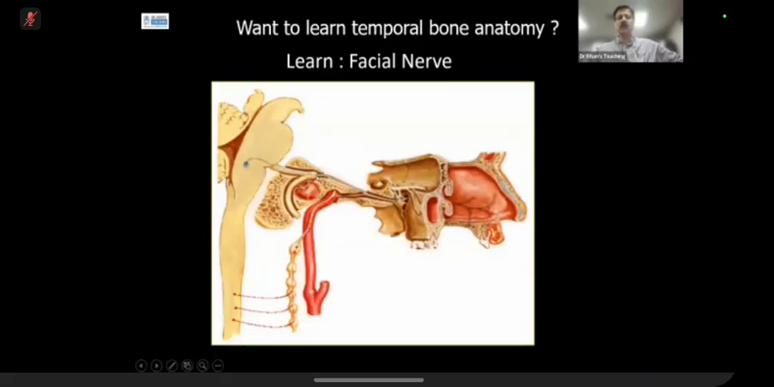One branch of interest goes anteriorly from the geniculate ganglion, and this is the greater superficial petrosal nerve. It controls lacrimation, and it also supplies the sublingual and submandibular glands.